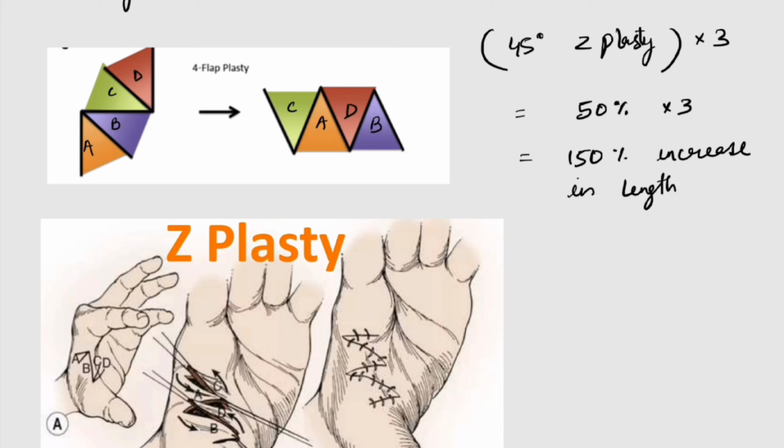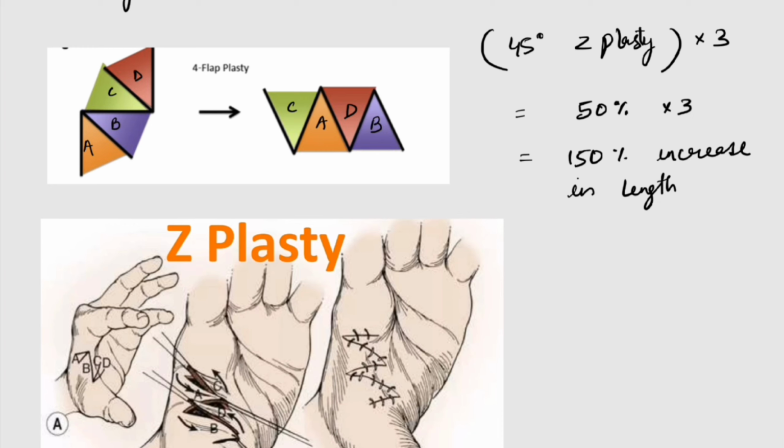Now let's start the switch. The first switch will occur between B and C flap. After that, the second switch will occur between, as C flap has come here and here is A flap, between A and C flap. Therefore C and A flap will lie here, and the third switch will occur between flap B and flap D. Therefore the D comes in between and B goes most laterally.